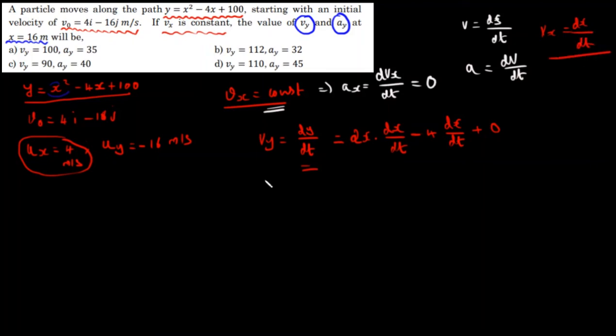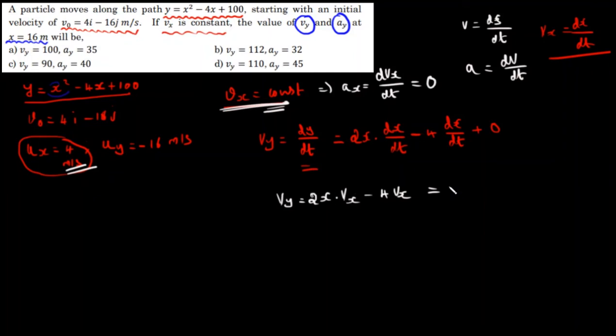So finally, what is the equation I'm getting for vy? Vy is equal to 2 times x into dx by dt, which is vx, minus 4 into vx. Now we already know vx is going to be constant, and that is 4 meter per second. Always it's going to be constant only, right?